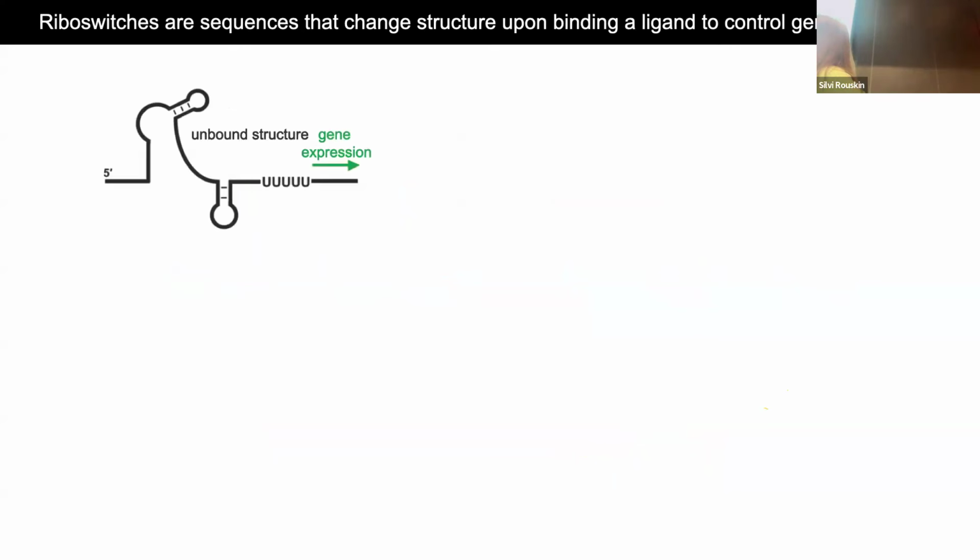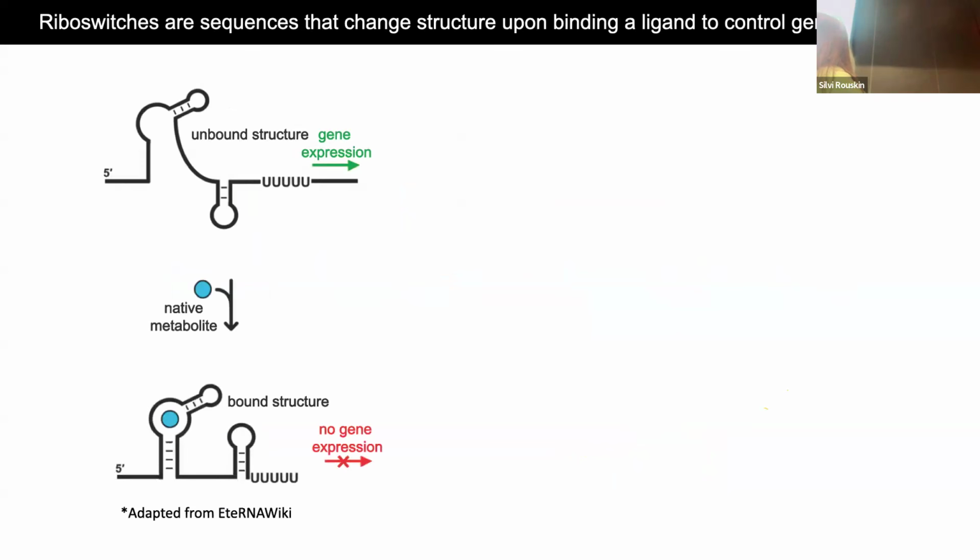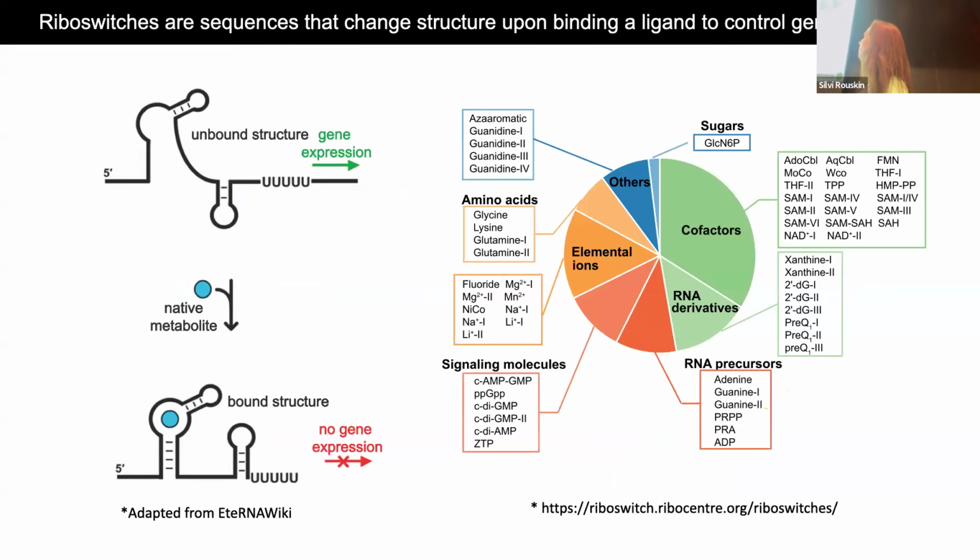So what are riboswitches? They're sequences that change structure upon binding a ligand to control gene expression. So you have one structure unbound, you bind something, it's a small metabolite, and then boom, no gene expression. This could be either on transcription or translation. And this metabolite can be so many different things. It's pretty spectacular. It could be as simple as an elemental ion.